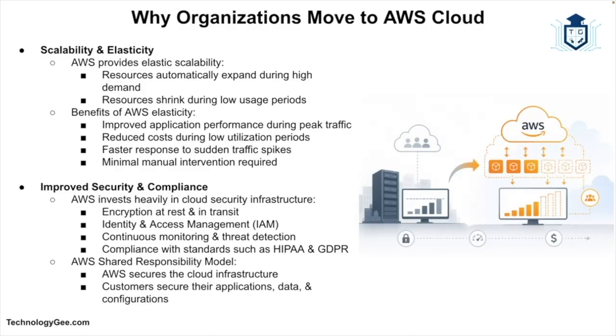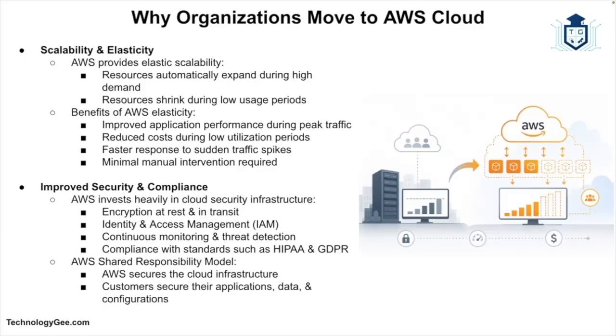Then there's scalability and elasticity. So let's say your website suddenly goes viral. In a traditional environment, that could crash your servers. At AWS, you scale instantly because AWS provides elastic scalability, meaning your resources can automatically expand or shrink based on demand. And this ensures better performance during peak traffic, cost savings during low usage, and no need for manual intervention. And this is one of the key reasons companies like Netflix rely heavily on cloud infrastructure.